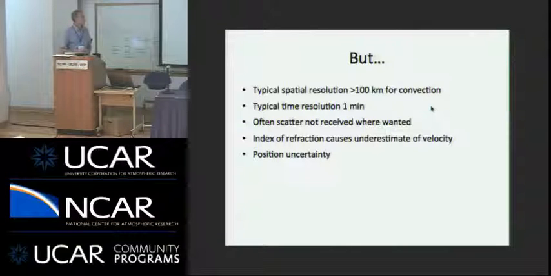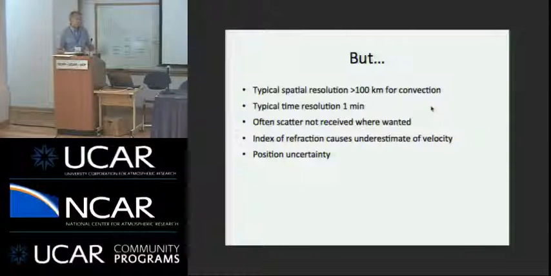So there's a lot of things wrong, and this is just a short list. I'm sure that Eric and Phil could keep going on this. Typically our spatial resolution is on the order of about 100 kilometers for convection, which is actually, compared to what models can do for global scale work, not bad. It is good enough for our current day modeling. And our typical time resolution is on the order of a minute.